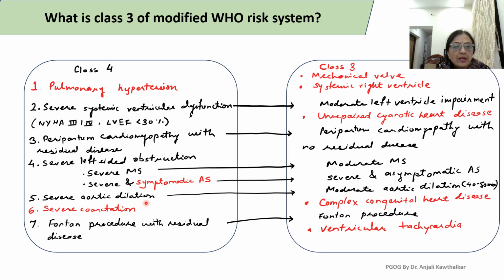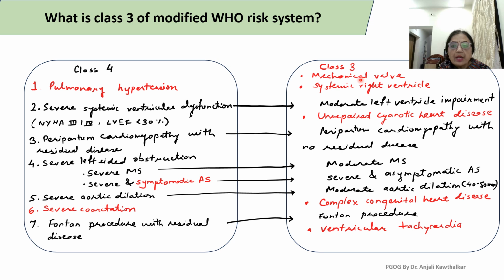Severe aortic dilation is class 4, whereas moderate aortic dilation, with 40 to 50 mm dilation of the aorta, comes in class 3. Coarctation procedure with residual disease is in class 4. So the procedure without residual disease comes to class 3. That is how you can remember that at least these 1, 2, 3, 4, 5 and 6 conditions we can remember like that for class 3.